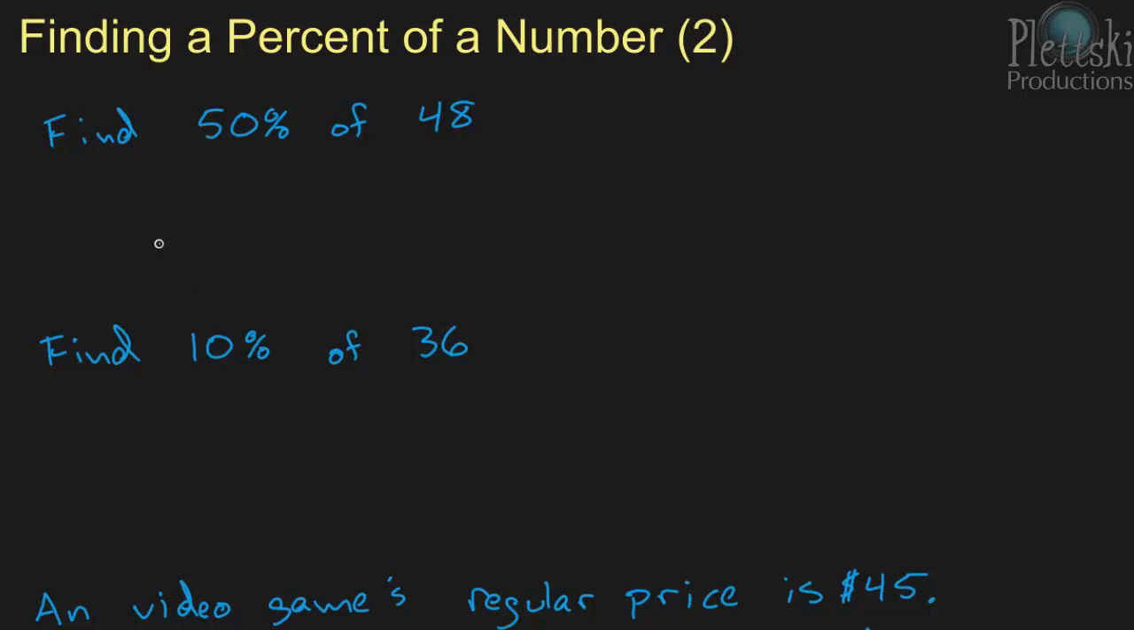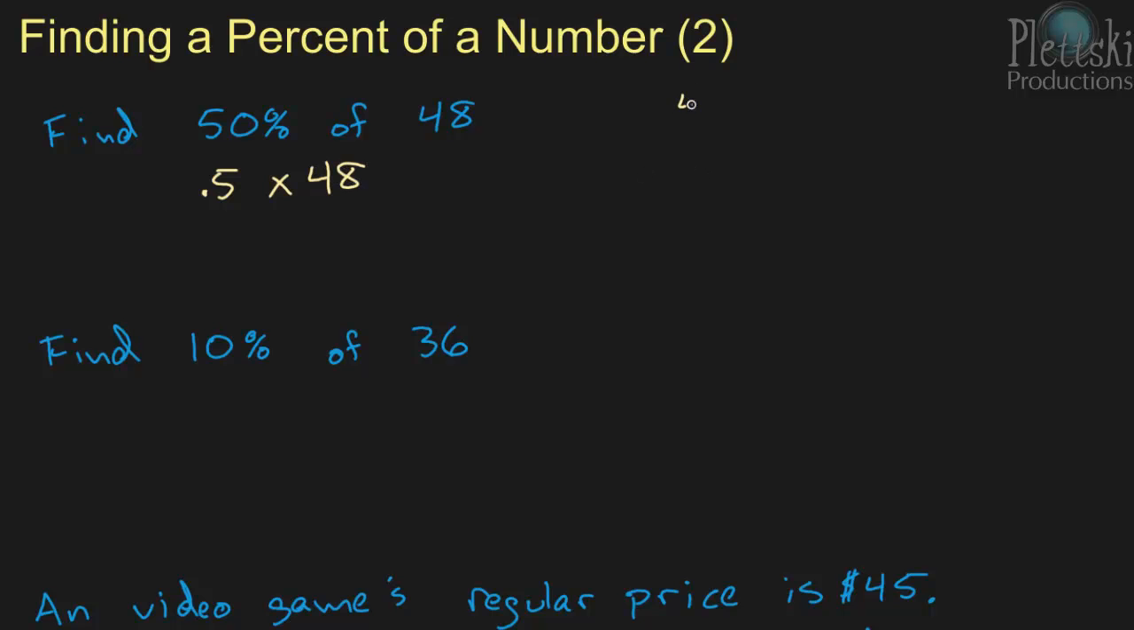Let's go through some examples of finding percents of numbers. Find 50% of 48. For this one, let's just use the decimal version of the percent. So 50% is the same thing as 0.5. And then find 50% of 48. Of means multiply. So 0.5 times 48.